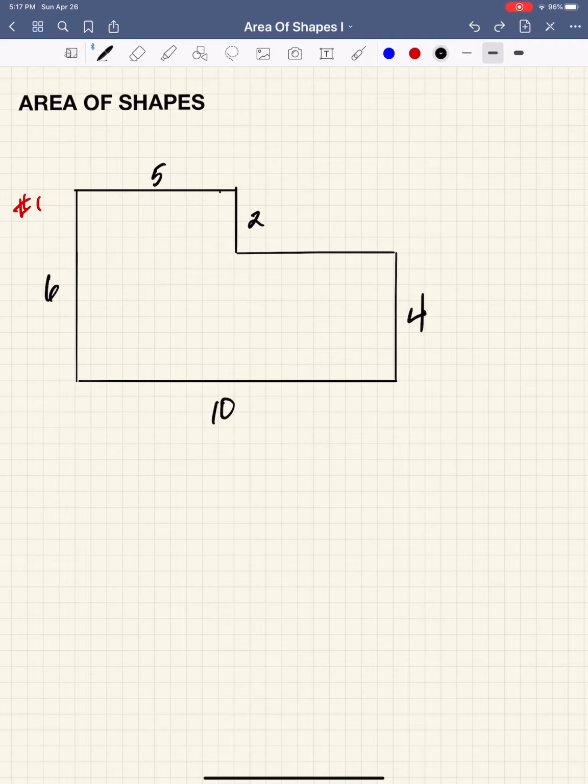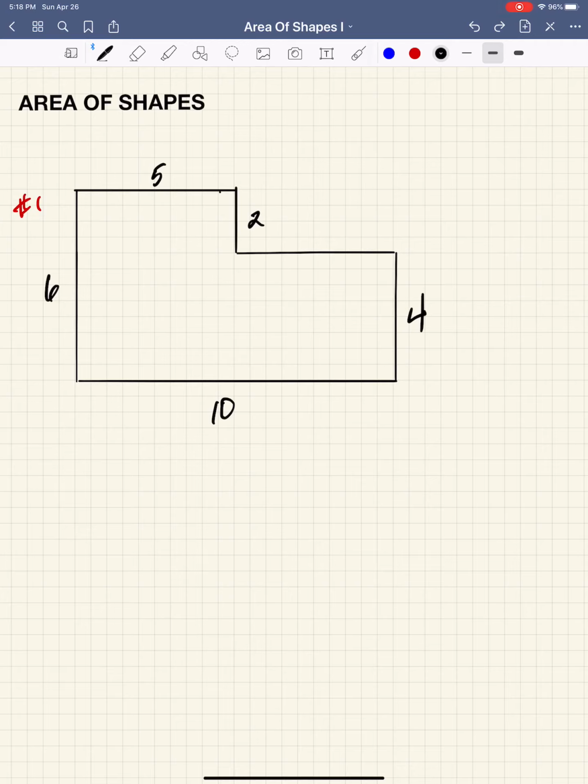Hi everybody. Today we're going to look at area of shapes. Sometimes when you look at a picture or a figure or shape, that shape is really made up of other shapes. So in this case, I actually see two rectangles. You may see something different, but I'm going to take a look at it as if it were two rectangles.